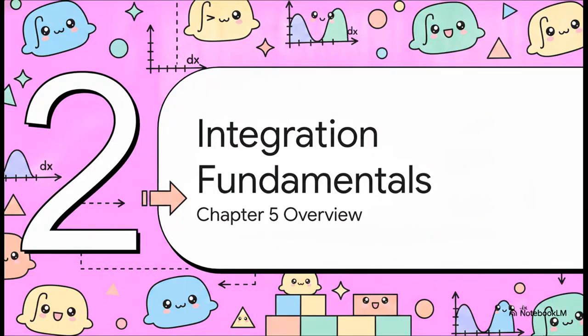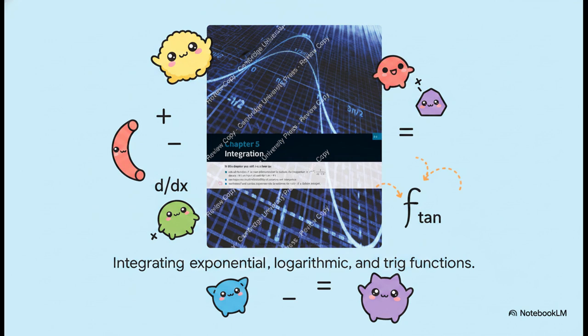Moving on to Section 2, the fundamentals of integration, with an overview of Chapter 5. So in Chapter 5 of the text, the syllabus officially extends this whole idea of reverse differentiation. If you already know how to find the rate of change, the derivative, integration is basically just asking you to reverse that process to find the original area or total accumulation. And we aren't just doing this for simple variables anymore. We're stepping into the realm of complex exponential, logarithmic, and trigonometrical functions.